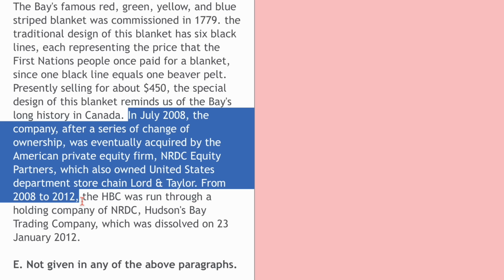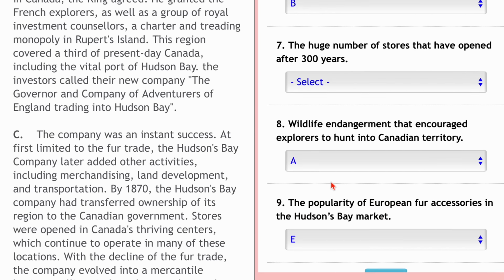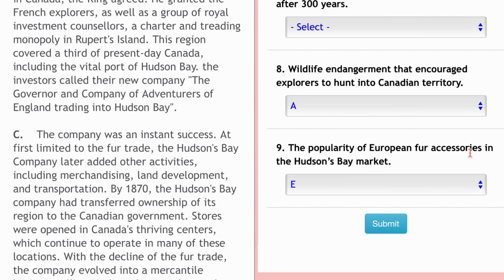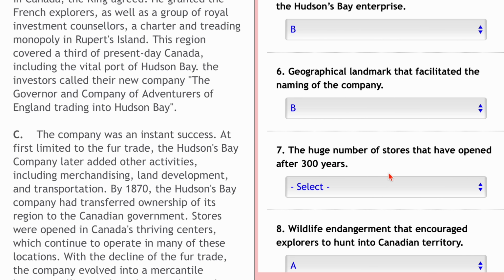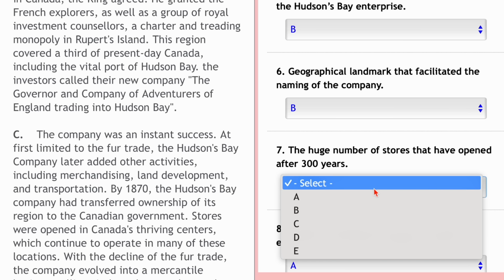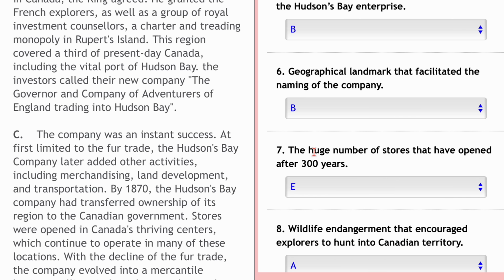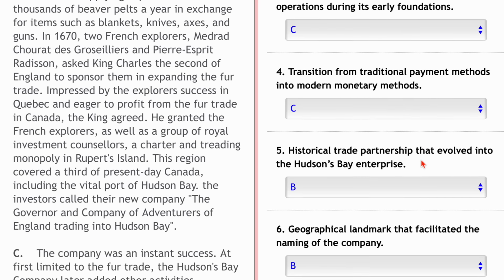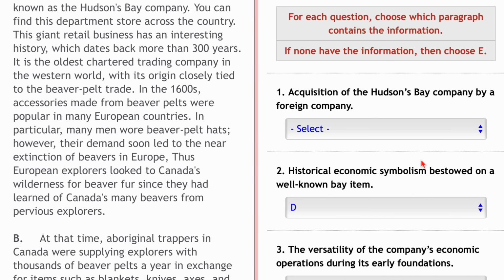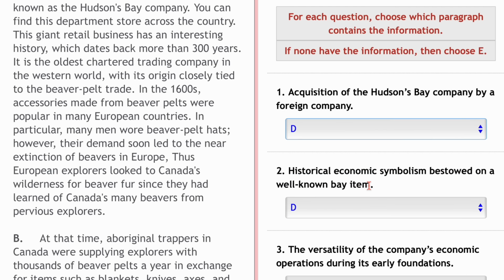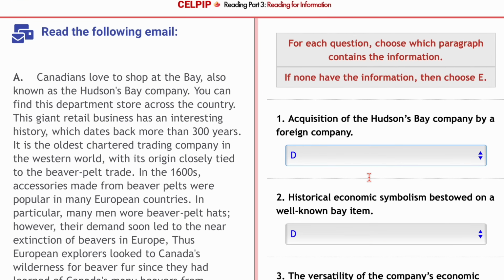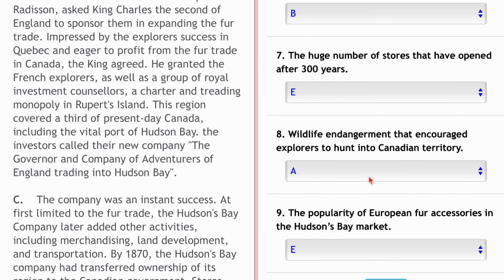the Hudson's Bay Company. And that one is which question? The popularity of European fur accessories. No. So that one we can conclude is E. The huge number of stores that have opened after 300 years. Not that one. So we can conclude that one is E. It didn't talk about how many stores opened. And number 1, acquisition of the Hudson's Bay Company by a foreign company. D. Okay, everyone. Looks like we've got them all here. Very interesting. Okay.